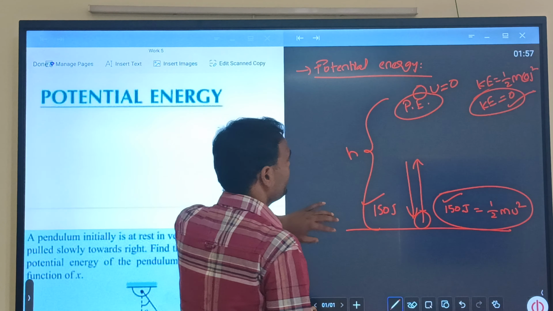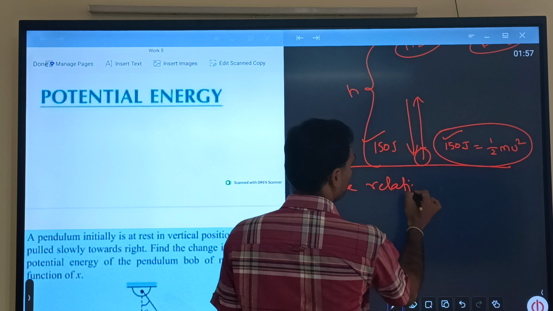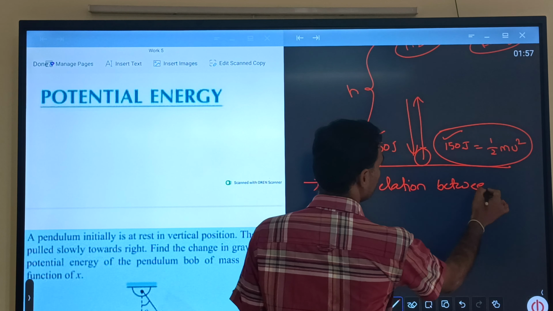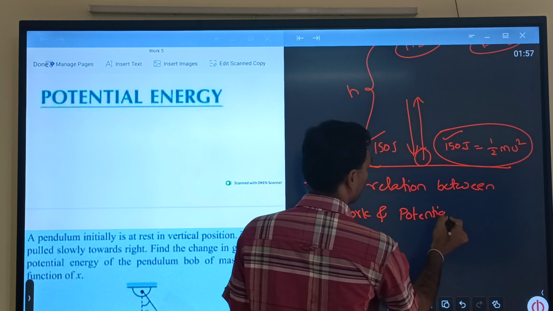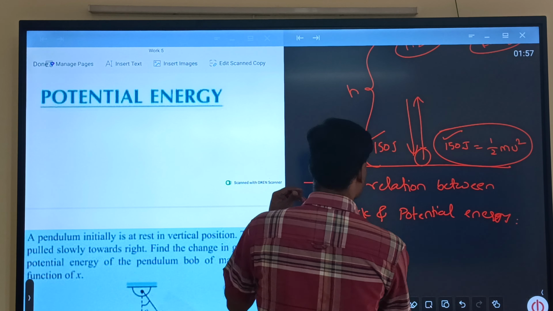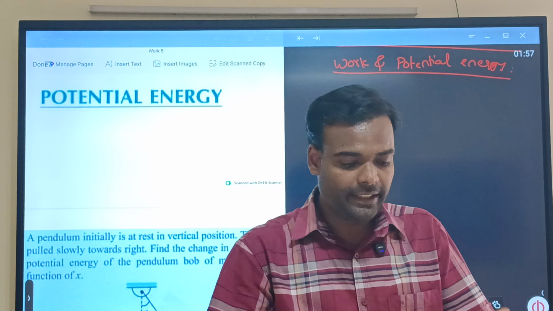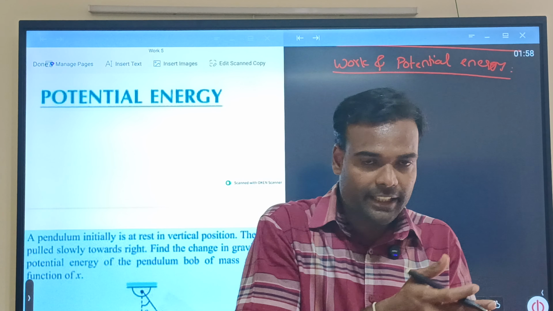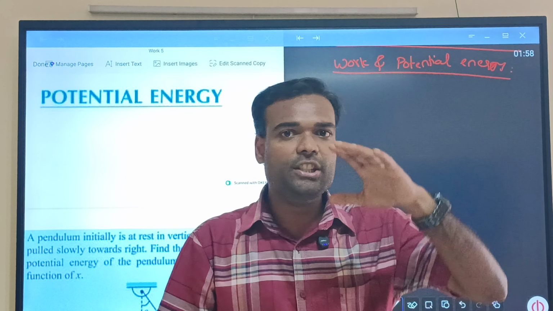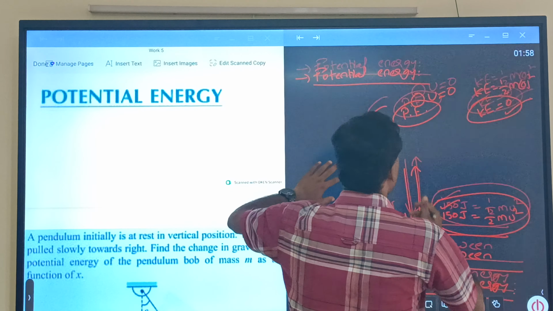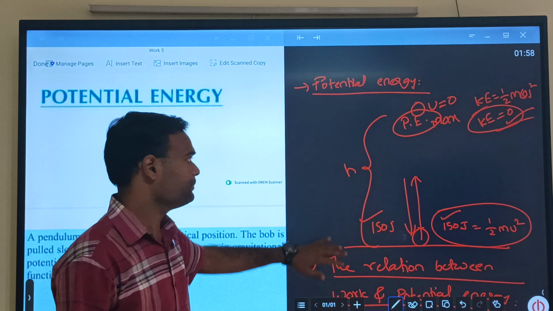Now the next point is the relation between work and potential energy. See one most important point here. I told you that the object is storing an amount of energy, and while it is storing energy, the kinetic energy decreases and the potential energy increases. Ultimately at the topmost point, potential energy is maximum and kinetic energy is zero. Right?